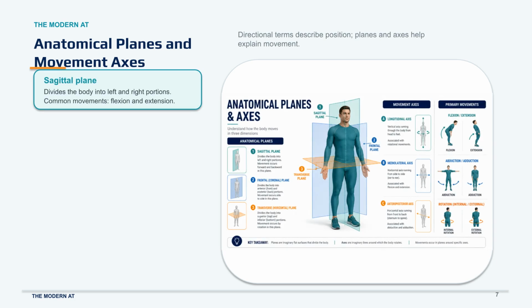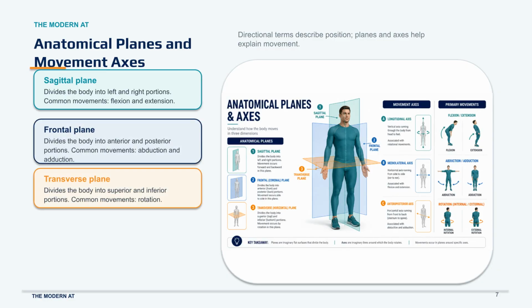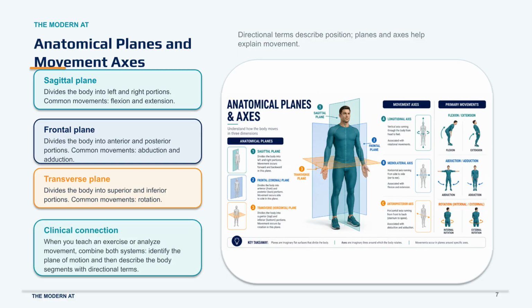Anatomical planes and axes describe movement. The sagittal plane handles flexion and extension. The frontal plane handles abduction and adduction. The transverse plane relates to rotation. Combining these systems gives a complete movement analysis.